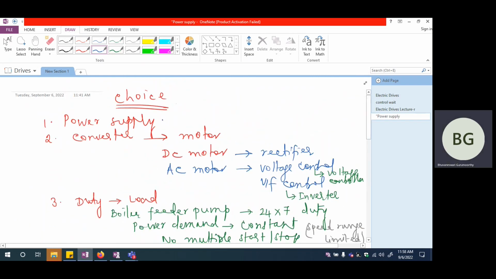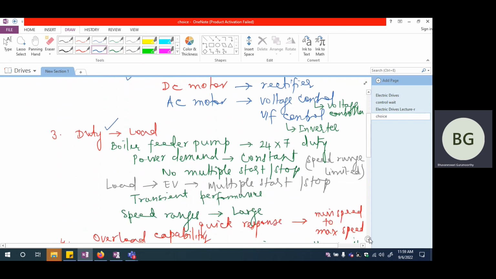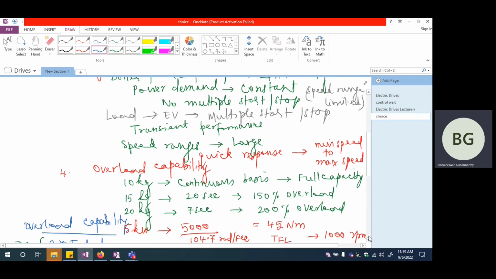So three factors is what we actually looked upon as making a choice for the electric drive. We said first is power supply. We already talked about it. Then the converter, what kind of converter we are going to use for feeding the motor. And the third thing is what kind of duty we have. What we mean by duty is what is the range of speed, what is the range of torque, what is the kind of overload capability.